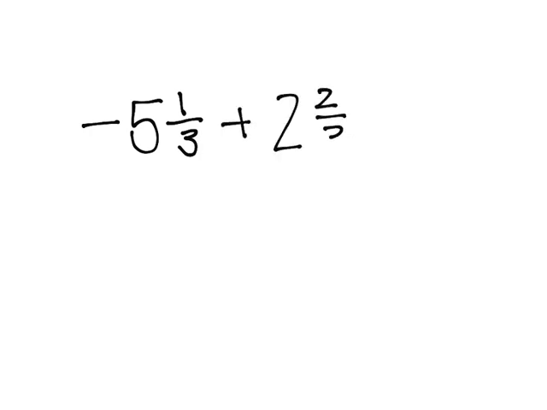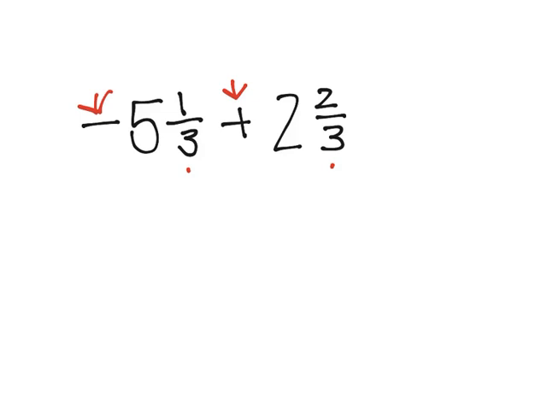So the first one that she and I will do for you is negative 5 1/3 plus 2 2/3. Now, what I want you to notice is that both of these have like denominators, and that's going to be a really good thing for us. I also want you to look at the signs. Here we have signs that are different, and when signs are different, we subtract.